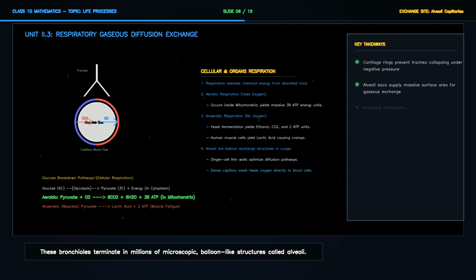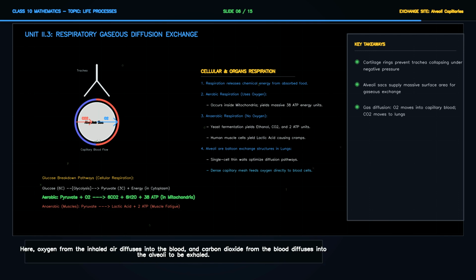These bronchioles terminate in millions of microscopic, balloon-like structures called alveoli. The alveoli provide a massive surface area for gaseous exchange. Their walls are extremely thin and surrounded by a dense network of blood capillaries. Here, oxygen from the inhaled air diffuses into the blood, and carbon dioxide from the blood diffuses into the alveoli to be exhaled.